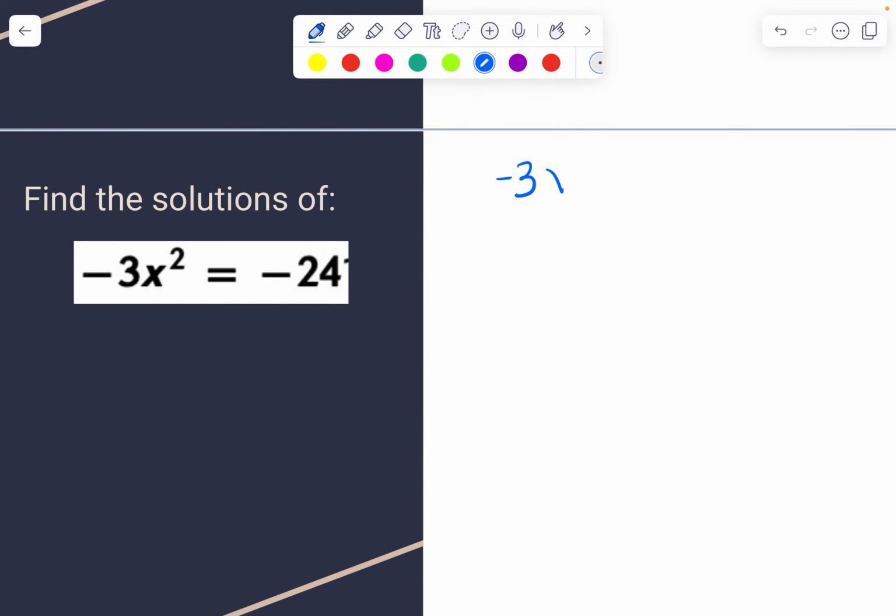Negative 3x squared equals negative 24. Again, we have to get rid of the number in front of the x squared first. So if we divide both sides by negative 3, we would get x squared equals 8. And then square root both sides. If you put the square root of 8 into your calculator, you would get 2.82842, and it would keep going.